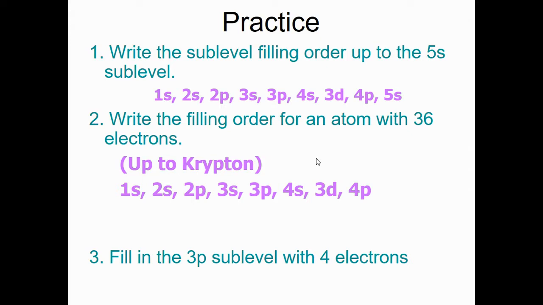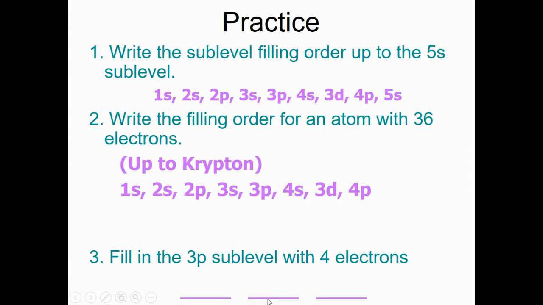Okay. The last question says fill in the 3p sublevel with 4 electrons. Sublevel is an orbital. We're looking at p orbitals in the third energy row. So you have 3 little lines like this, and you have 4 electrons. This is asking you about Hund's rule. Hund's rule says you do not pair up until you have to. The Pauli exclusion principle says when you do pair up, make sure the electrons are facing opposite directions, and you can only have 2 per orbital.